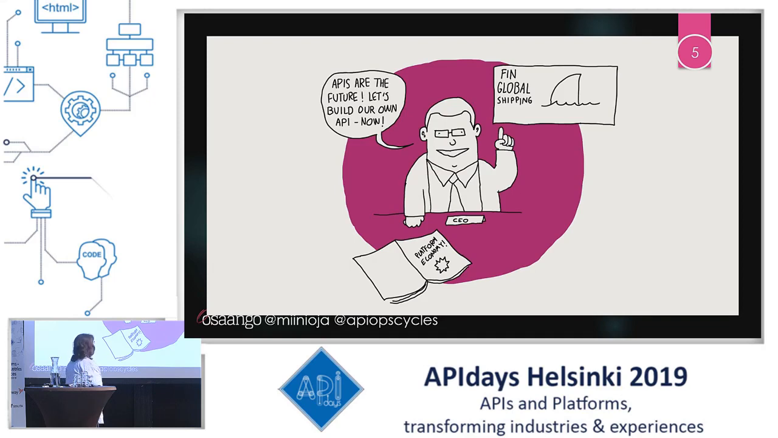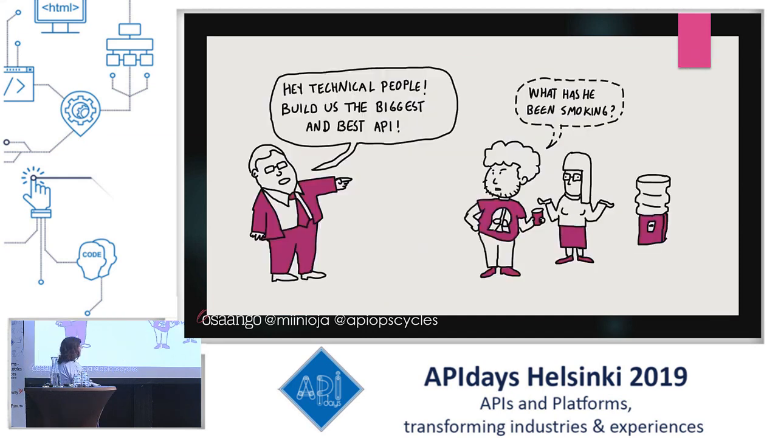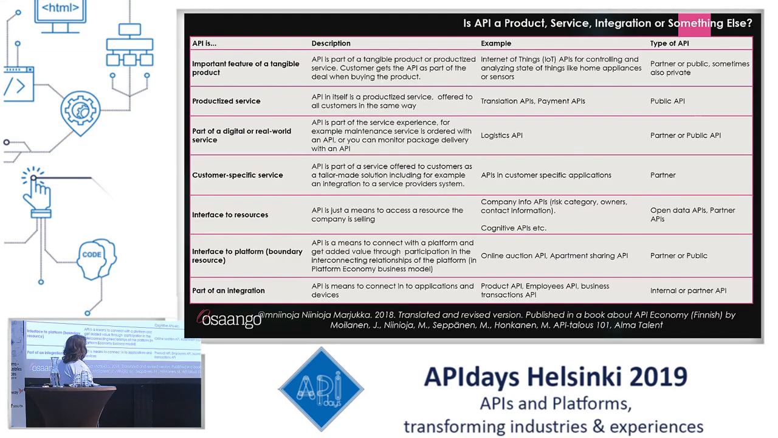So somebody has a bright idea, let's build APIs. This is like Emmeline had, like the situation where the CEO says, yes, let's build APIs. And then we have the confused developers wondering what was going on. And then the real confusion is when you actually start looking at it from product and services point of view, because API is, well, it might be a product, but actually it can be part of your product, it can be part of your service, it can be a lot of different things.